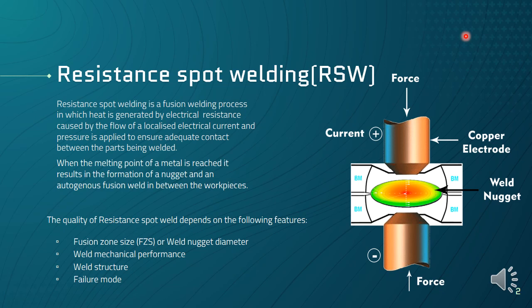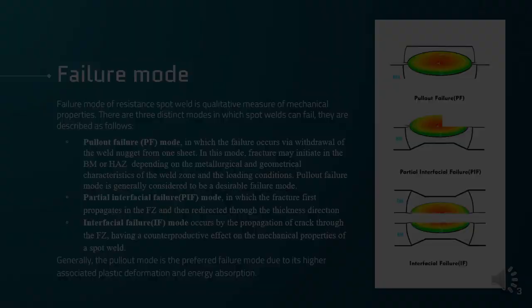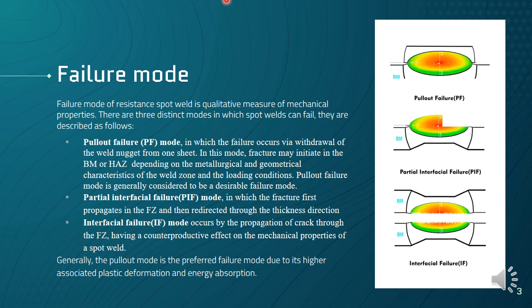Here is a schematic representing resistance spot welding being done between two metal sheets. The quality of resistance spot weld depends on the following features: the fusion zone size or the weld nugget diameter, weld mechanical performance, weld structure, and the failure mode. Failure mode plays an important role in predicting the mechanical strength of the weld.